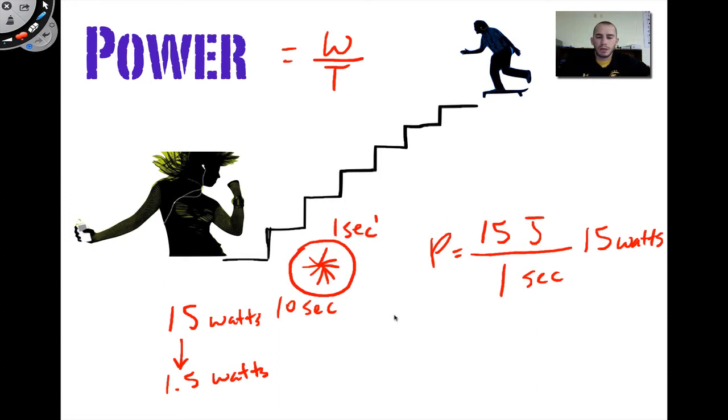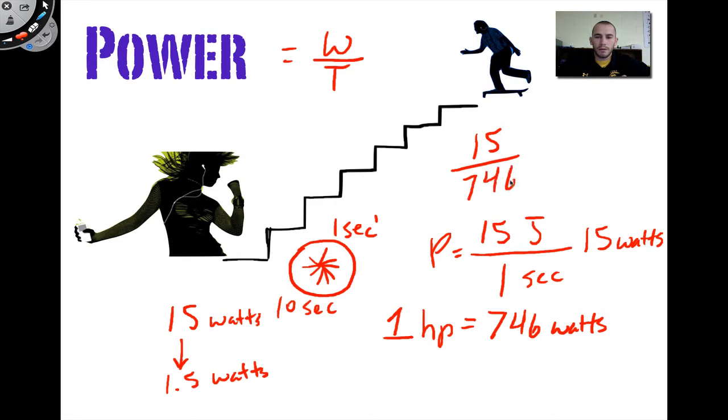Another unit we use to describe power, which we might be a little bit more familiar with, is the horsepower. One horsepower is equal to about 746 watts. If we wanted to convert our 15 watts of power into horsepower, we could do that. It would only be about a 0.02 horsepower machine, and that wouldn't be a very powerful machine.